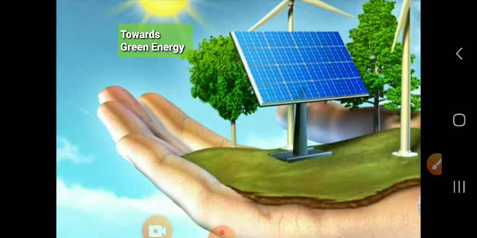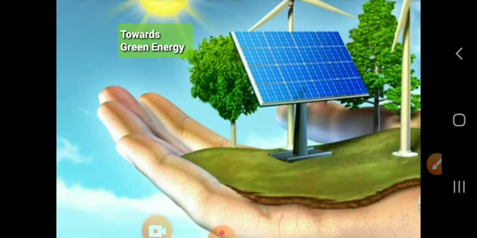Before starting today's session, let us recall what we have studied in our previous lecture. In our previous lecture, we have studied about energy, its uses, generation of electrical energy, thermal energy based electric power station, power plant based on nuclear energy, etc.